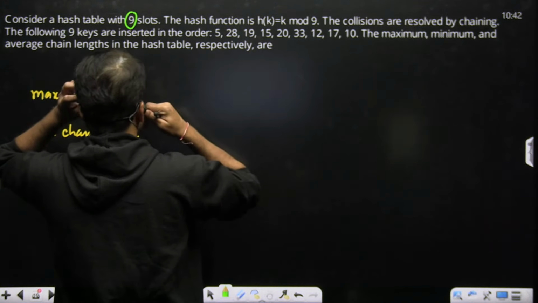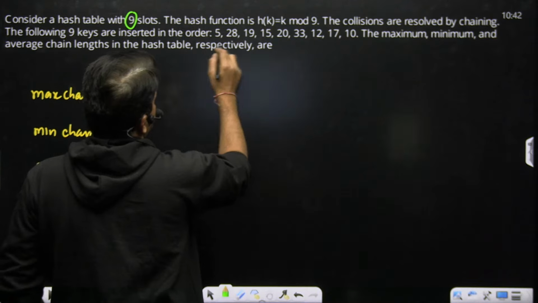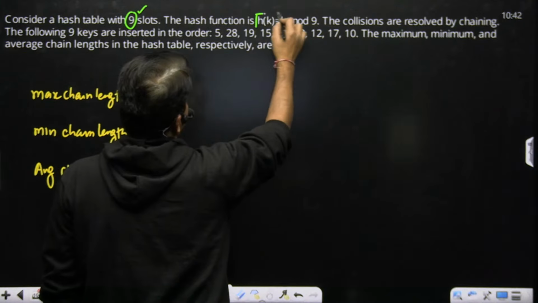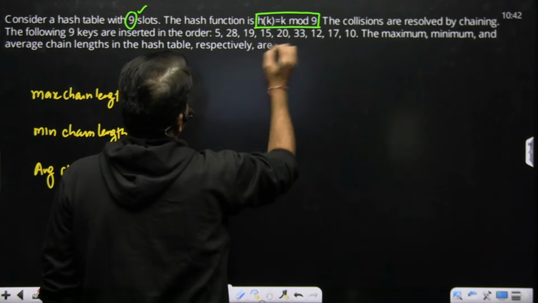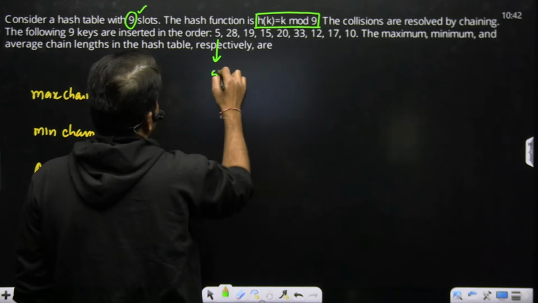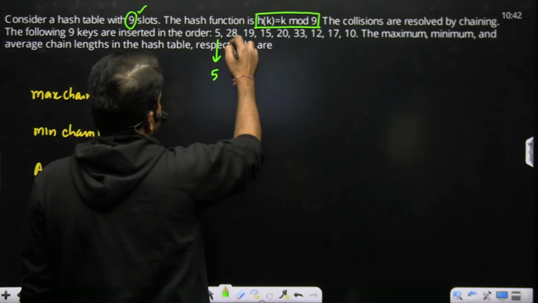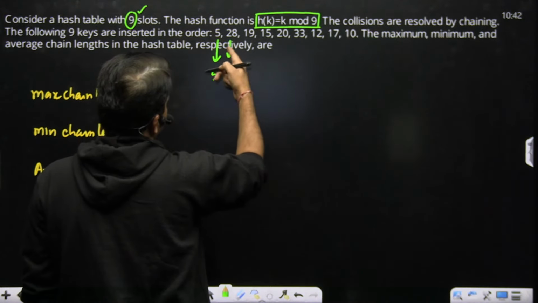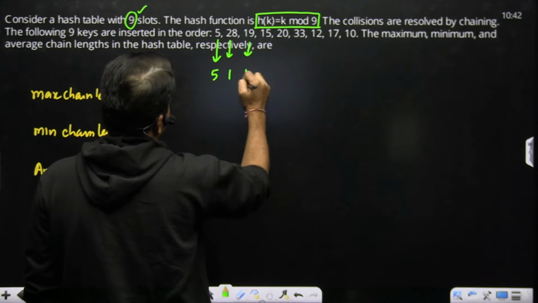The following 9 keys are inserted in the order. So students, if you apply this hash function on 9 slots, then what are the hash indexes? Applying it on this, 5 mod 9 will be 5. 28 mod 9 will be 1. Understood? 28 divided by 9 gives 27, remainder 1. This one also gives remainder 1.